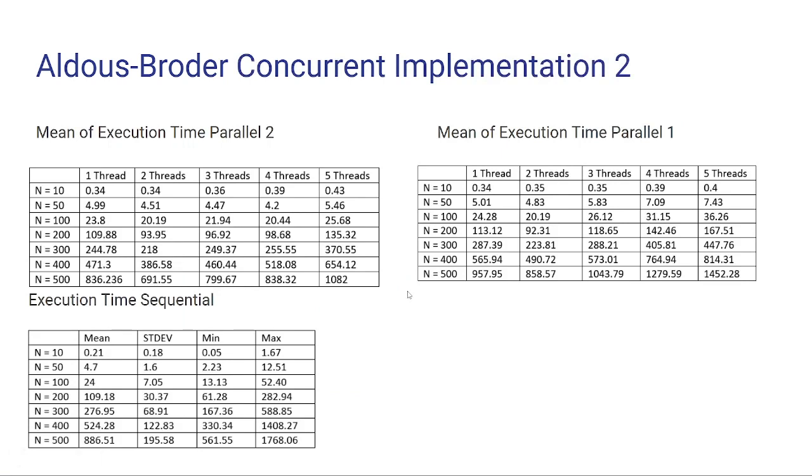This is a data comparison between the second implementation, the first implementation, and the sequential version. We can see that 2, 3, and 4 threads have a massive improvement over the sequential version. And overall, the second implementation is better than the first implementation as the maze size grows. At 500 by 500, even 2 threads for the second implementation performs much better than the first one.